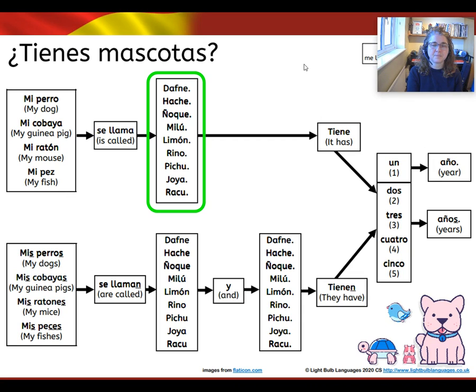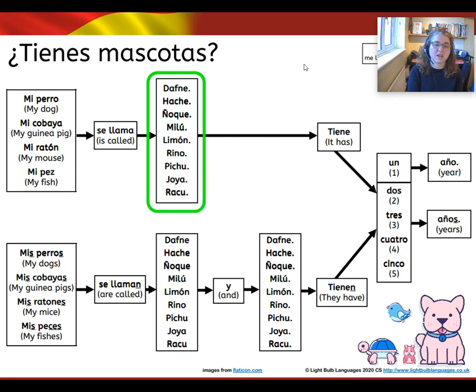H. Gnocche. Milou. Limon. Rino. Pichu. Joya. Raku.